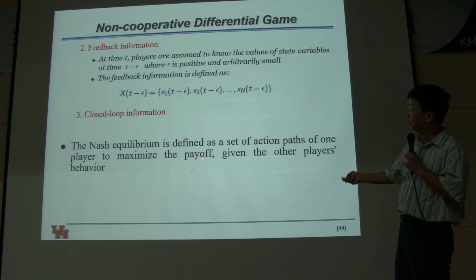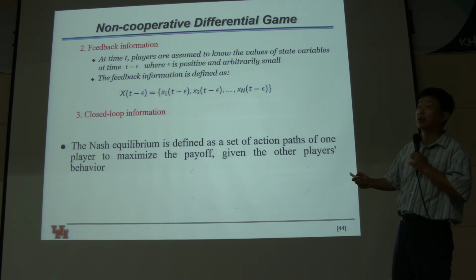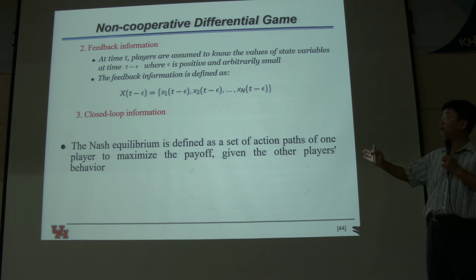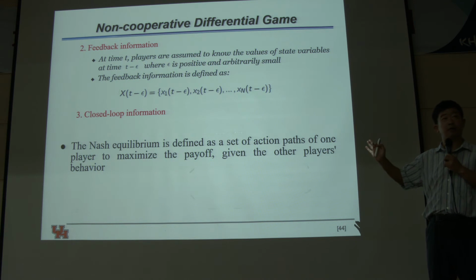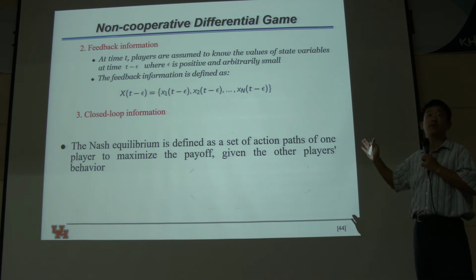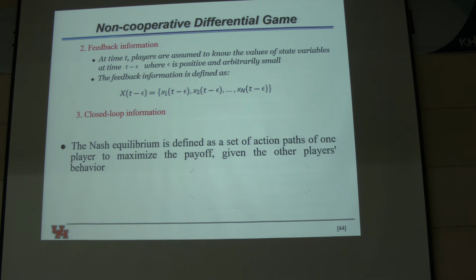Here, when you try to analyze the Nash equilibrium for this dynamic game, you need to worry about the information. So you have three types: open loop, closed loop, and feedback information. And the solution will be slightly different. So here I want to raise the point for this.